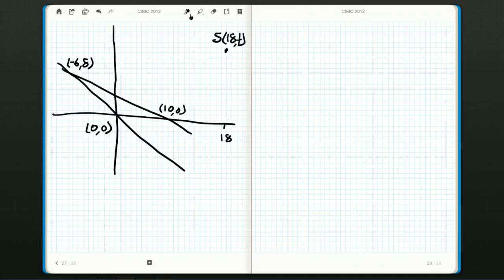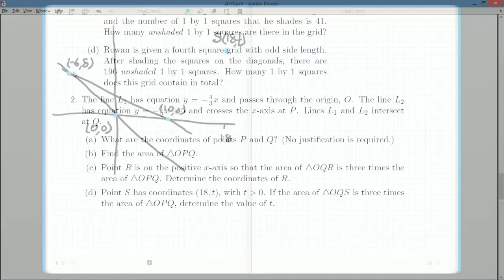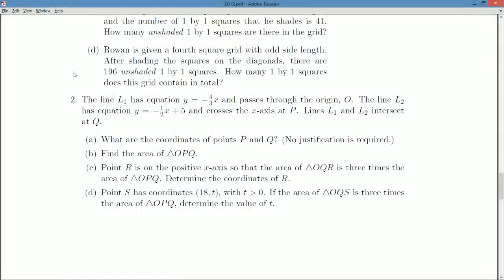And let's do as we did at the very start. Let's just highlight the points that we're talking about. So S is somewhere up here. We have P. We have O. And we have Q. All right, so these are the points we're talking about. Now, what line was it that we were trying to get? Or what triangle? OQS. OQS is 3 times the area.